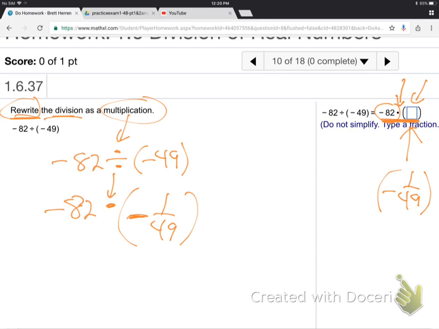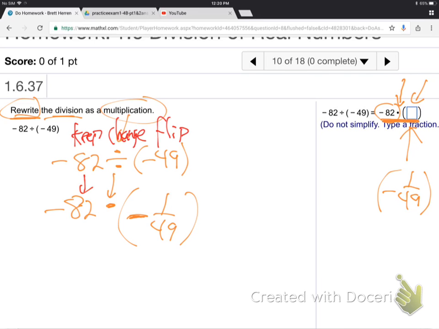So what you do, you would take the 49 over the invisible 1, but negative 82, this is the part you keep. You change the division to a multiplication symbol, and then you flip, which is also the reciprocal, which is 1 over 49. Very good. Exactly. That's a good lingo. I like it. That's another way to say it. Keep, change, flip. That's a good way to say exactly what we're doing.